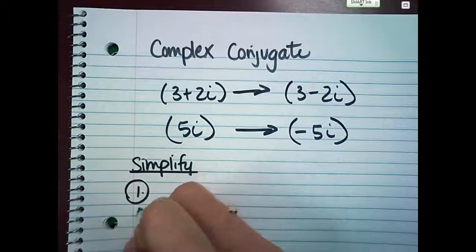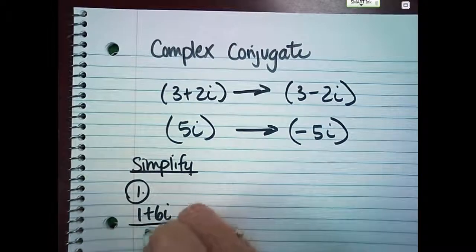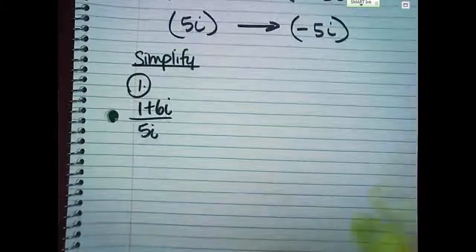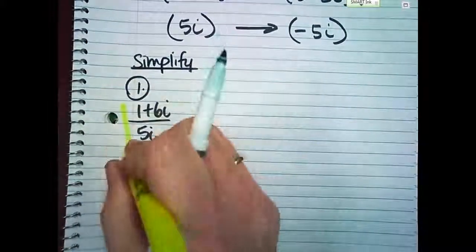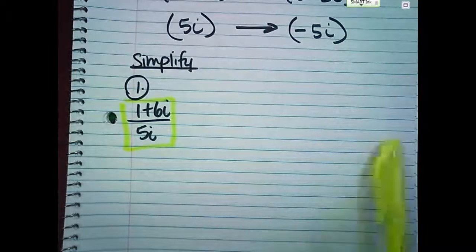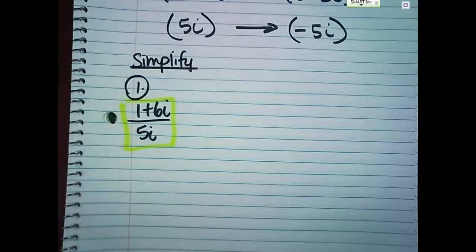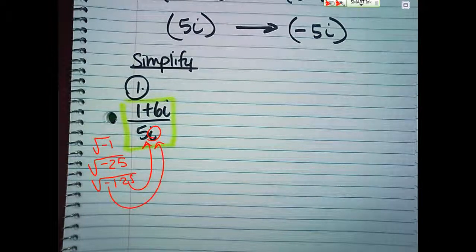So if I told you 1 plus 6i divided by 5i, before we start anything, we talk about the fact that there's an i in the denominator. What is the value of i? i is the same thing as the square root of what? Negative 1. So what I have here probably is the square root of negative 25, because inside I've got negative 1 and I've got 25. So the 25 becomes 5 and the square root of negative 1 becomes i.